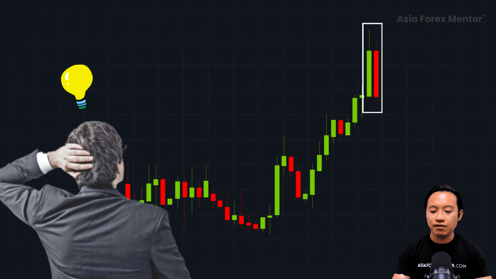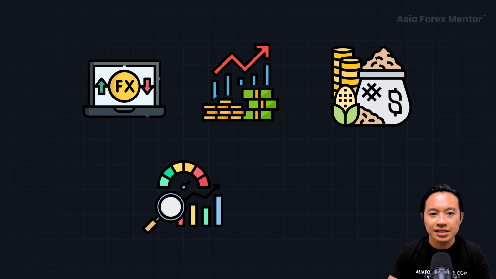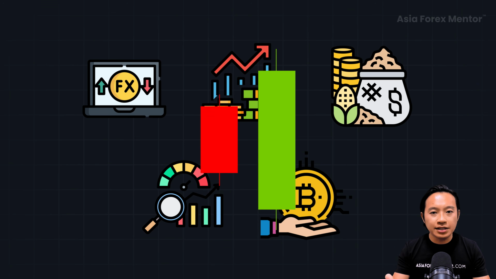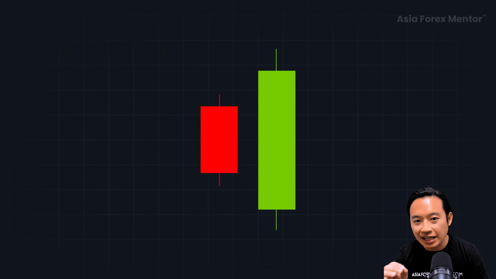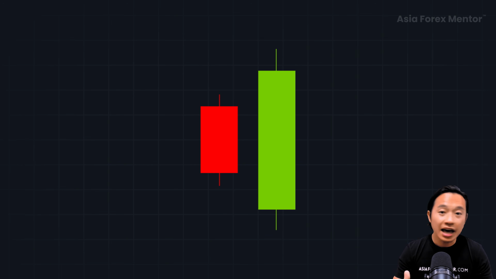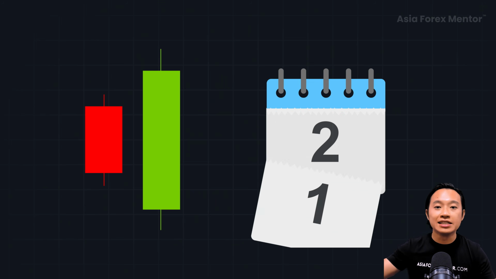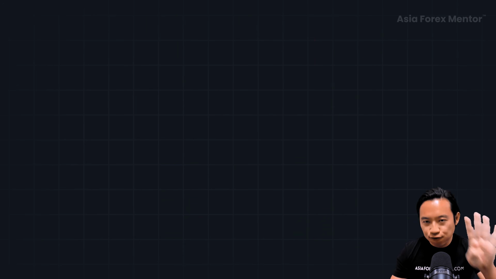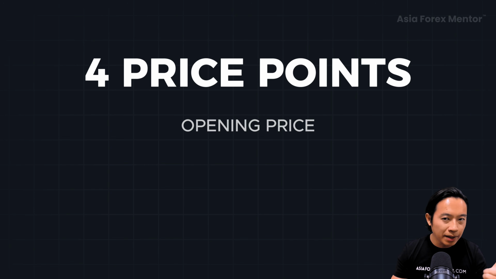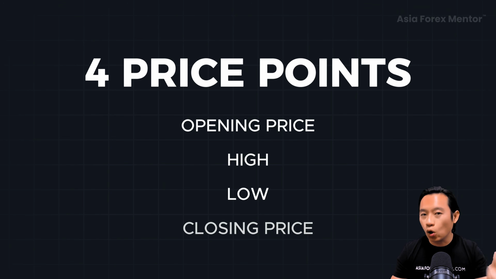Whether it is Forex, stocks, commodities, indexes, or crypto, candlestick patterns work across the board, showing price data in time frames as short as a few minutes or as long as days, months, or years. Now, each candlestick consists of what? Four price points. The opening price, the high, the low, and the closing price.